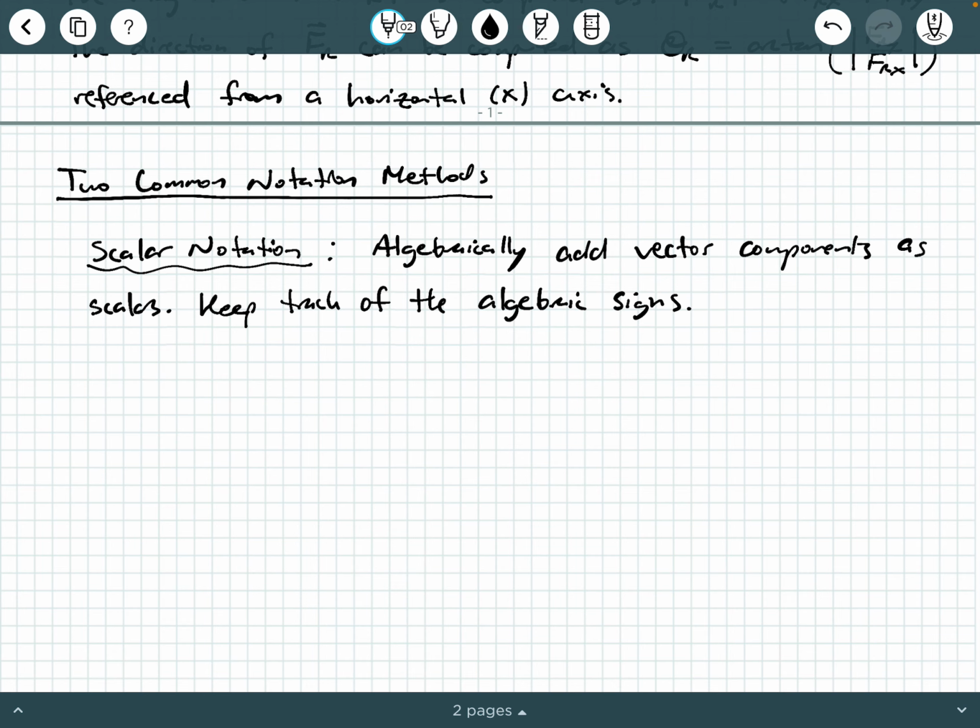In fact, most of the time when I'm doing a two-dimensional vector analysis, I use scalar notation, okay? What about the other common notation method? Well, the second one is called Cartesian vector notation.